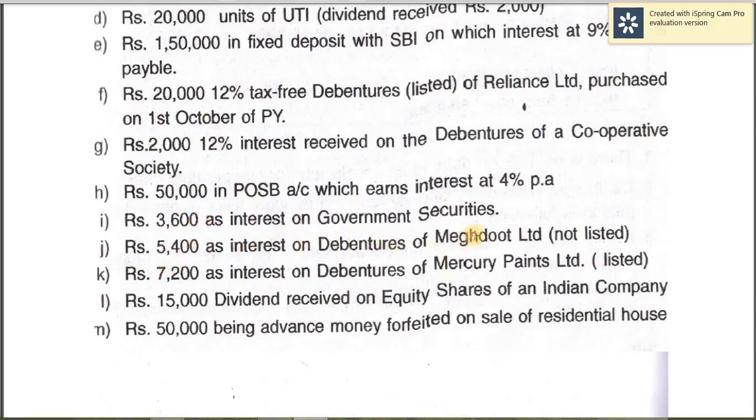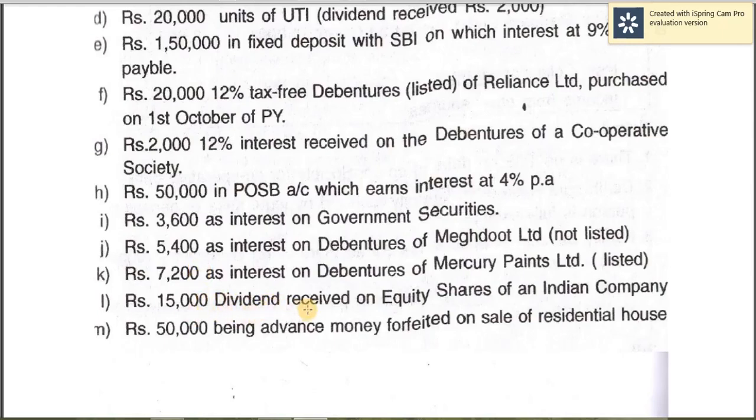5,400 as interest on debentures of Mangalore Limited. Whether listed or not listed, it doesn't make any difference. It's a less tax commercial security. Therefore 5,400 is received, and that should be grossed up. 7,200 as interest on debentures of Mercury Paints Limited, being listed. As I mentioned, listed or not listed makes no difference. Here it is a less tax commercial security. So the amount is given, 7,200 is received after TDS of 10%, so it should be grossed up.